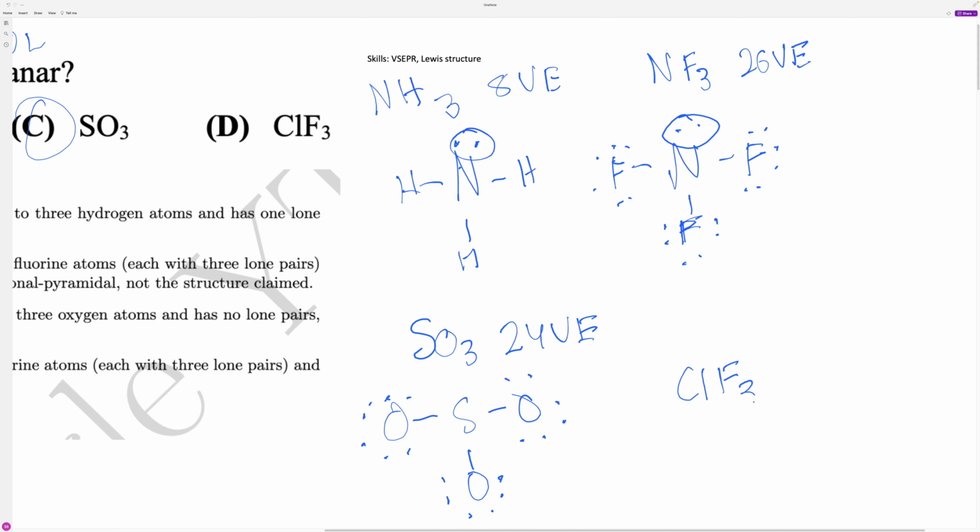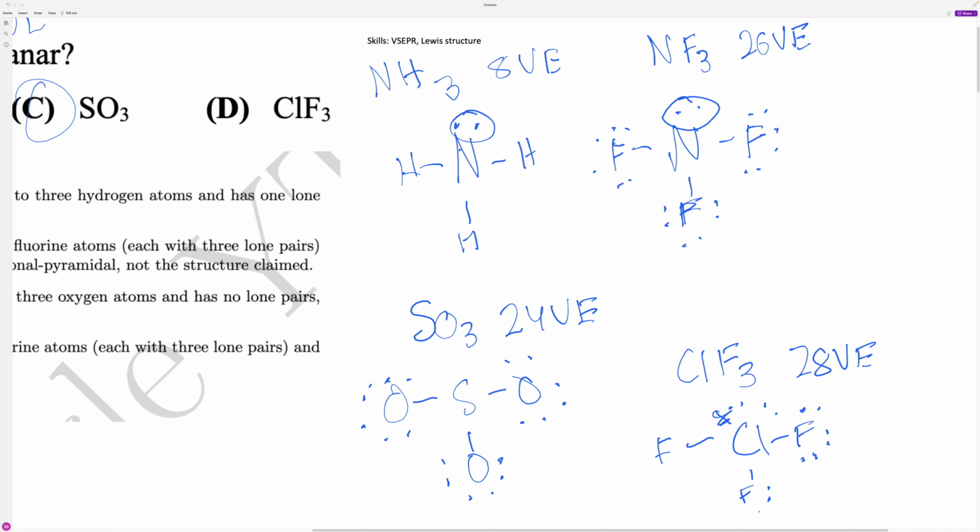ClF3 is going to have 28 valence electrons, and it's going to have this type of structure here. It's a bit of a weird structure because it actually has 2 lone pairs and 3 bonding groups. So it exceeds the octet rule, but that's okay because it's in the 3rd row or below, so it can exceed the octet rule. This is what you get when you apply ideas like formal charge.